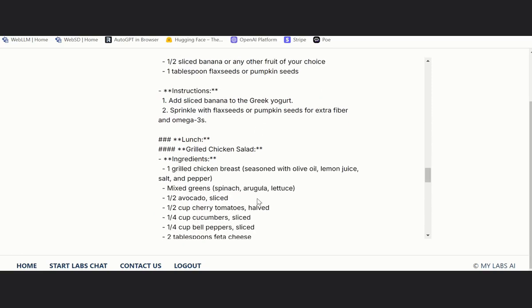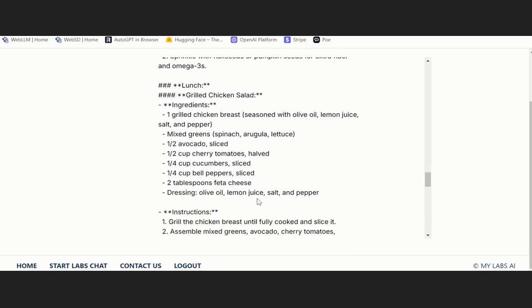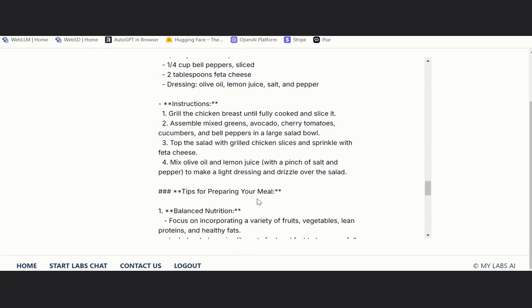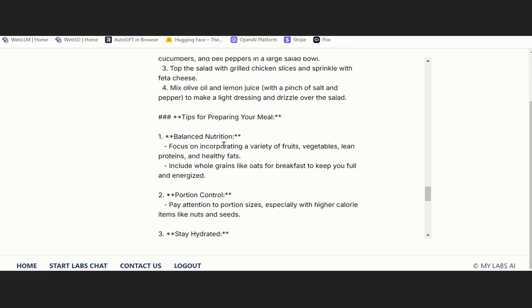Lunch, grilled chicken salad. Ingredients: 1 grilled chicken breast, mixed greens, half avocado sliced, half cup cherry tomatoes, half cup cucumber slices, half cup bell peppers, 2 tablespoons feta cheese. Dressing: olive oil, lemon juice, salt and pepper. Instructions, well, there are the instructions here again, and even tips for preparing your meal.